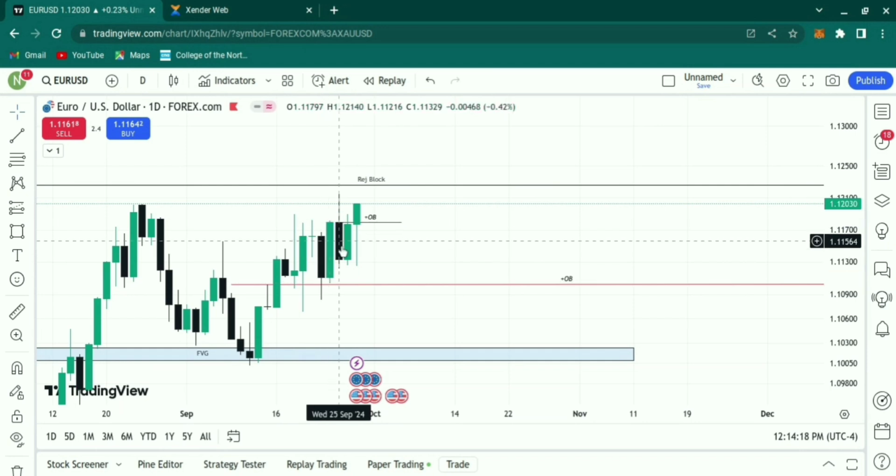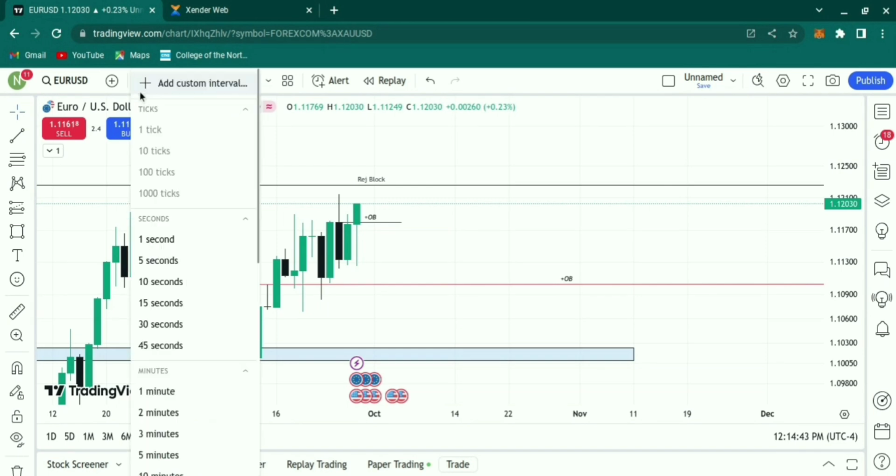So the market has currently moved out from the order block, the bullish order block, this down close candle before the bullish move. So the market has moved out from this place, so I'm expecting the market to go to this rejection block. So that's my expectation for the market to go to this rejection block.